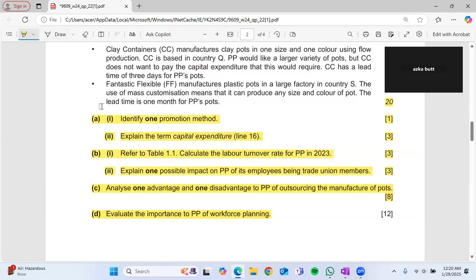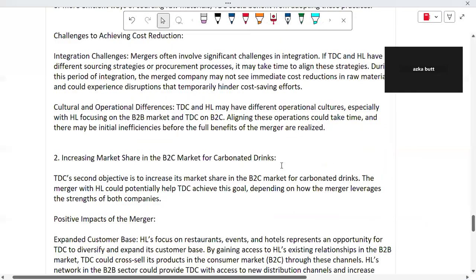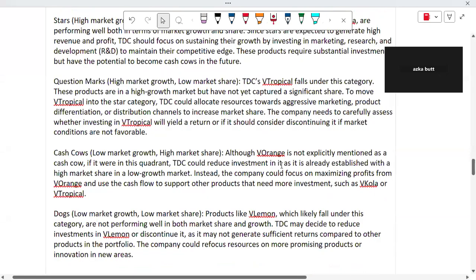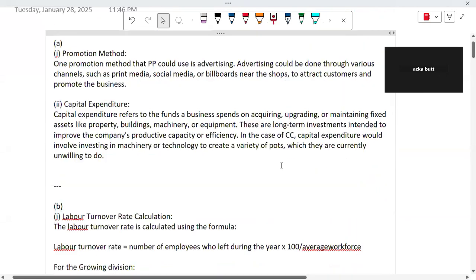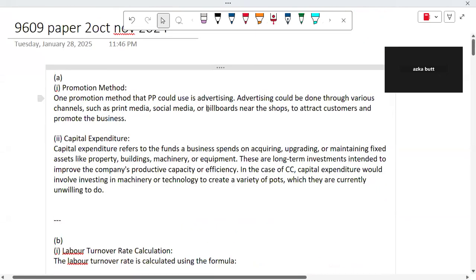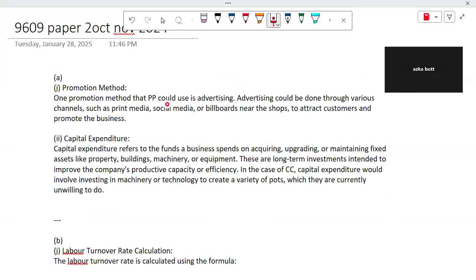For question number one, we have to identify one promotion method. Whatever promotion method you want to write, you can write. It's not that you should only write one very specific method. We just need to identify it. So I've written that one promotion method PP could use is advertising. You just need to write advertising.